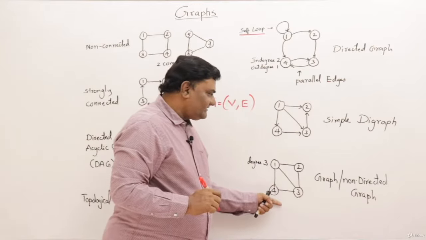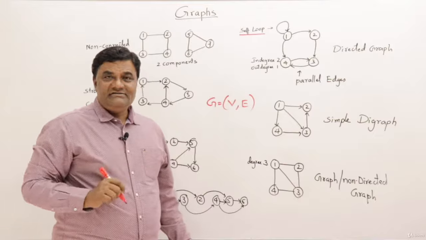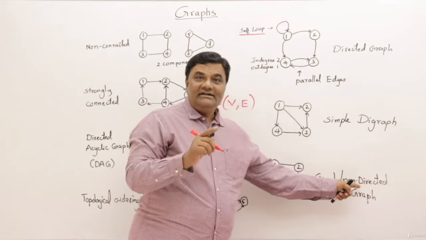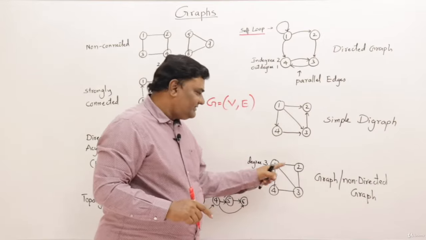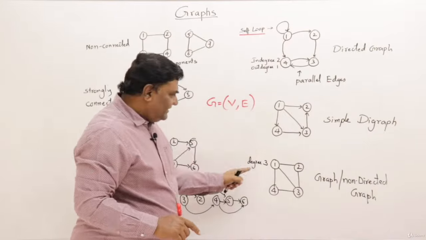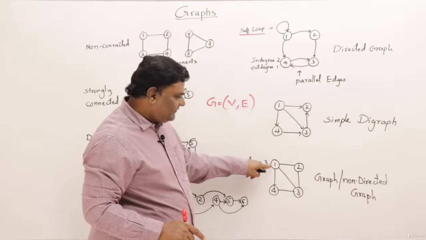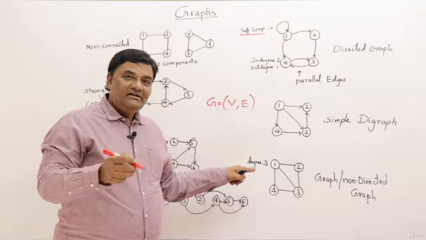Then next, let us look at this graph. There are no directed edges. These are non-directed edges or undirected edges. So it is called a non-directed or undirected graph, and in short we can also call it a graph. Graph means undirected, digraph means directed graph. Then in an undirected graph, the number of edges connected to a vertex is called a degree, just a degree. There is no in degree, out degree. It is just a degree.